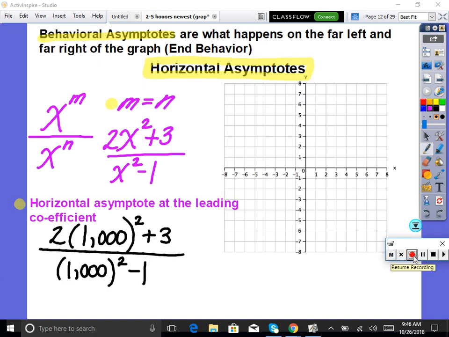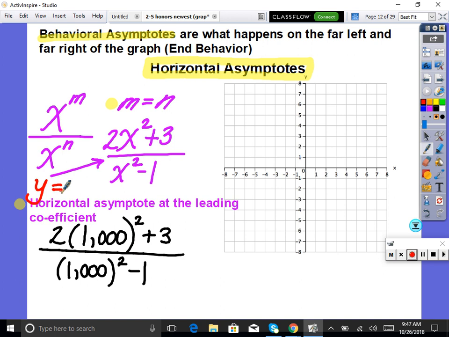Okay, let's talk about and remember the rules for horizontal asymptotes, meaning what's happening at the end behavior, on the horizon when it comes to our graph. Looking at this, for example, we have 2x squared plus 3 divided by x squared minus 1. Isn't the degree on top and bottom the same? Yeah, the degree on top is 2, the bottom one's 2. So what happens on the horizon if our degrees were the same? What's our horizontal asymptote? At y equals?